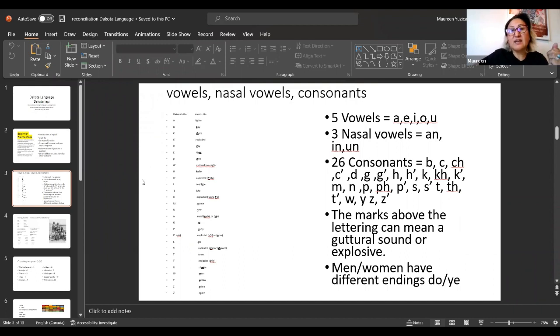So a lot of us know the English, we can say the English Dakota letters, but we don't realize it, right? So again, the O sounds like the O in go. P as in party. The P with the asterisk is the exploded P, or it can be like the P in the English word pow.